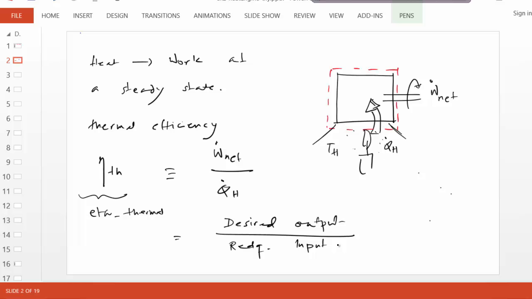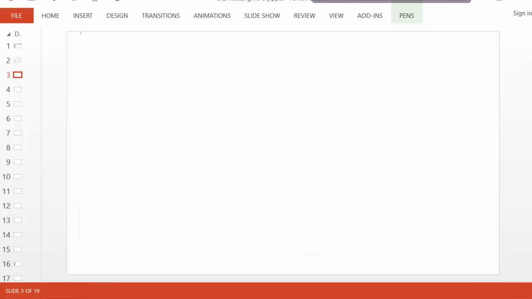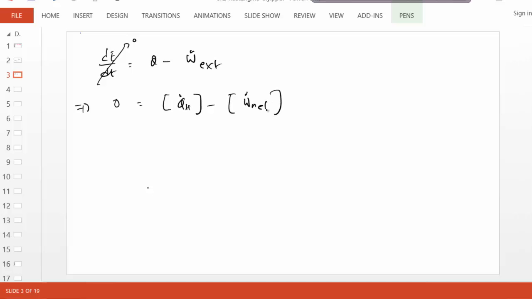Okay, so let's quickly analyze this engine. It's working at steady state. It's a closed system, so we can quickly write the energy equation. The dE/dt will go to obviously 0, Q dot minus W dot external. Recall, this is the analysis we have performed when we dealt with any closed steady system. So this reduces to 0 equals Q dot H, which is our Q dot, minus W dot net, which is our external work. So that gives us Q dot H must equal W dot net, which means the thermal efficiency, which is W dot net divided by Q dot H, becomes 100%.